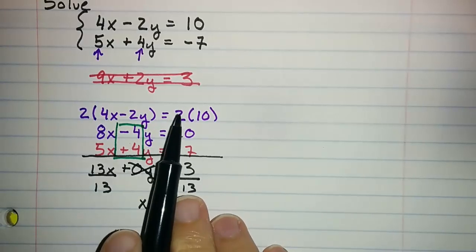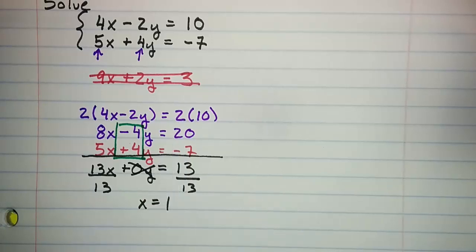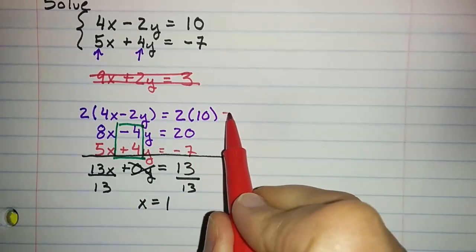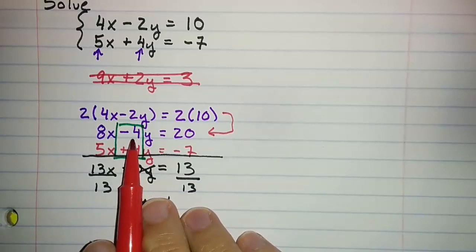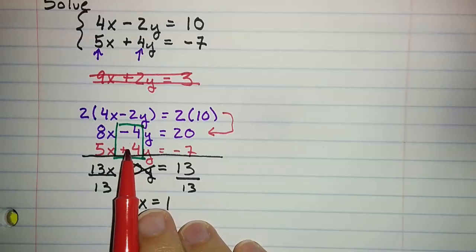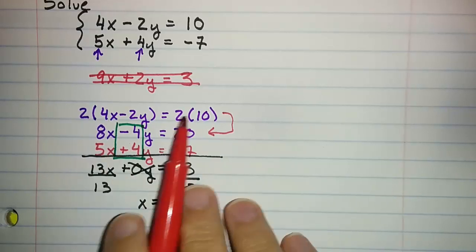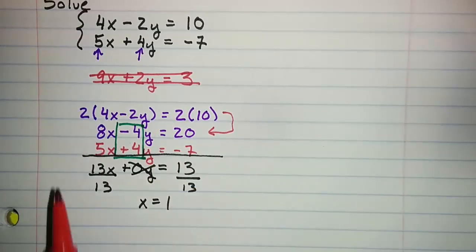Now, why did we choose 2 to multiply by? We chose 2 with this goal in mind. Our goal was to get a negative 4 that would eliminate this positive 4. Multiplying both sides by 2 was the simplest way to get that.